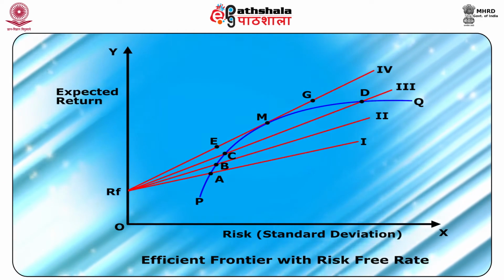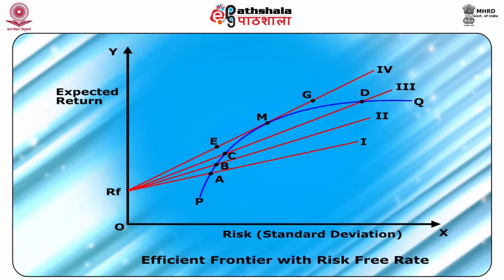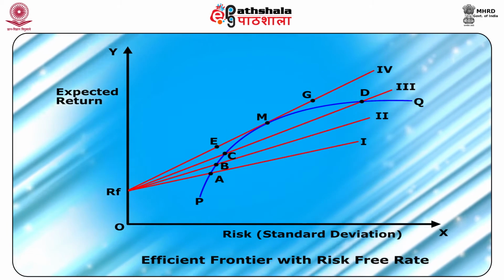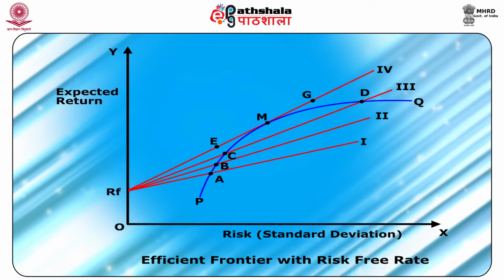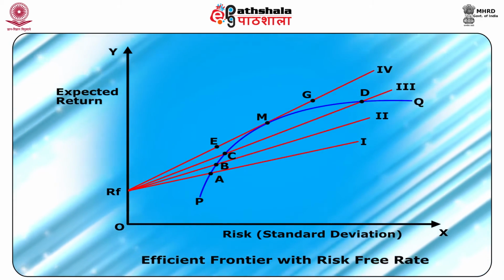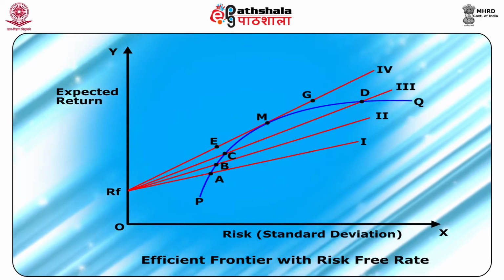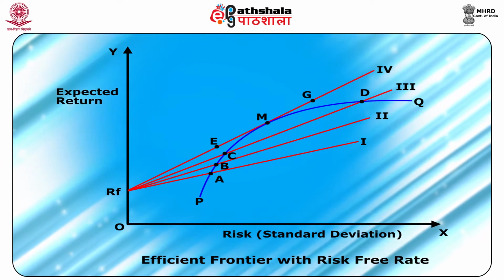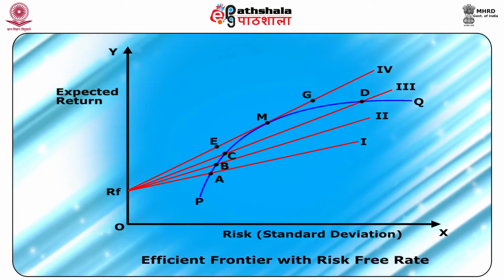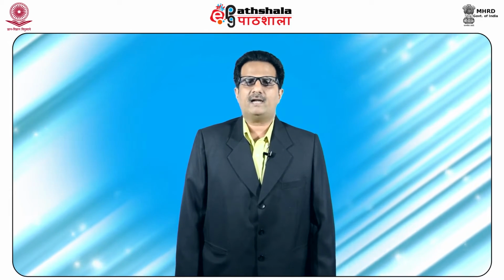To see this, point E on line RFMG offers higher expected return than point B on PCQ, but with the same risk. Also, point G on RFMG provides the same expected return as point D on PCQ, but with lower standard deviation. Thus, if borrowing and lending at the risk-free rate is introduced, the efficient frontier is a straight line.